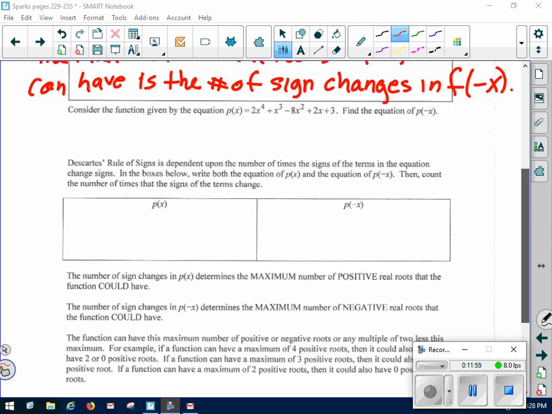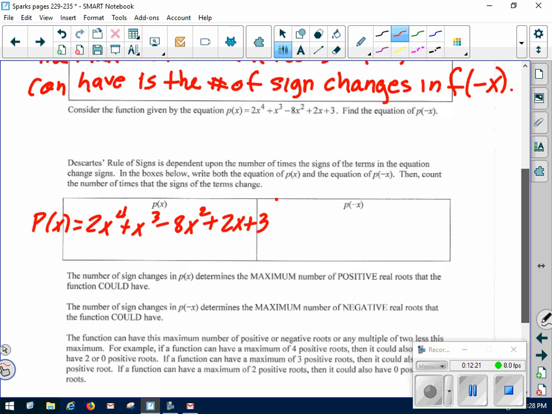Consider the function given by the equation p of x, and we're going to work with this equation quite a bit. I want you to copy this equation into this box right here. Now what we're going to do right here is we're going to find the equation of p of the opposite of x. So we're going to do what Brooklyn said, everywhere we see an x, we're going to substitute an opposite of x and then clean it up.